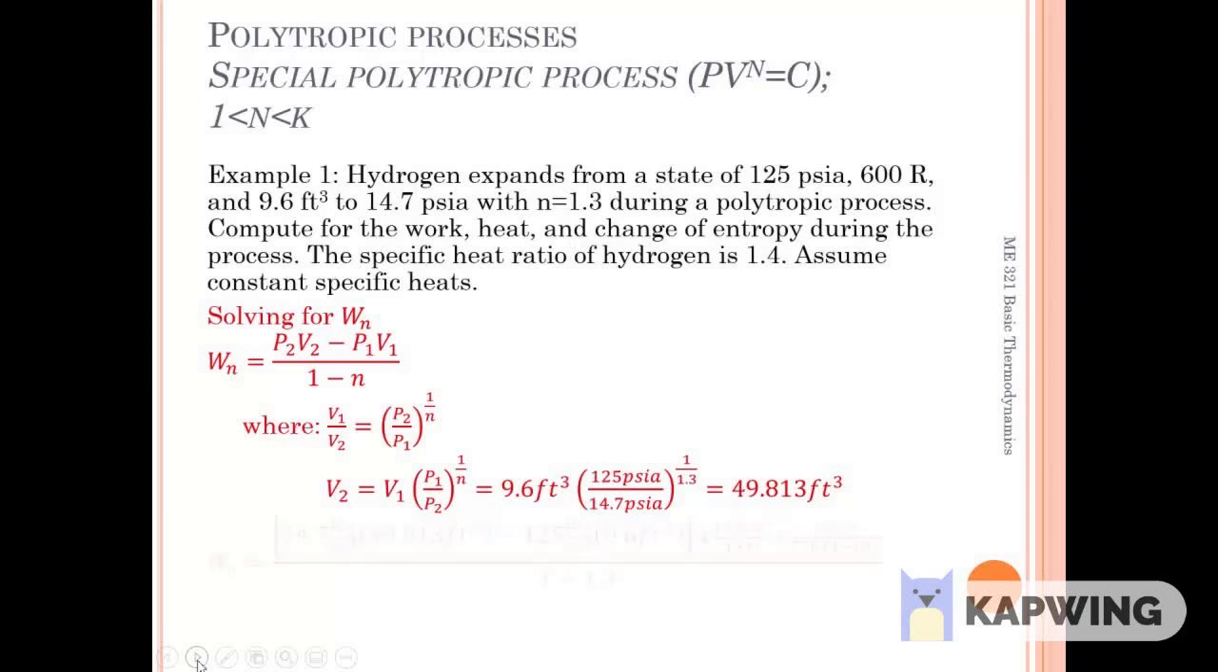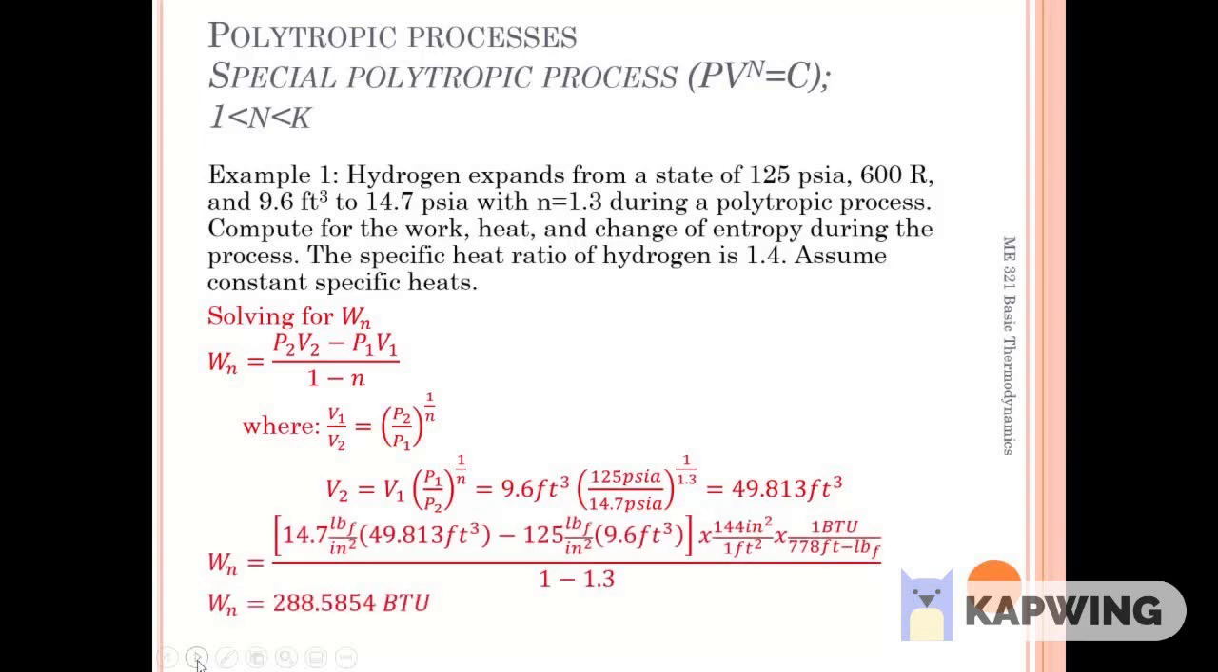Now substituting all the known values in our formula for the non-flow work, we will now be able to compute for the value of W sub n, which is equal to 288.5 BTU.